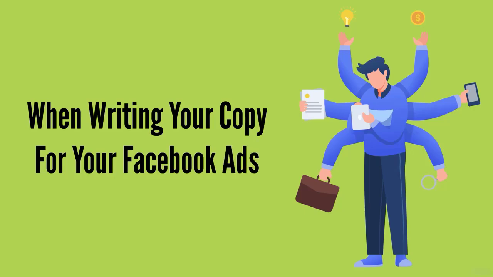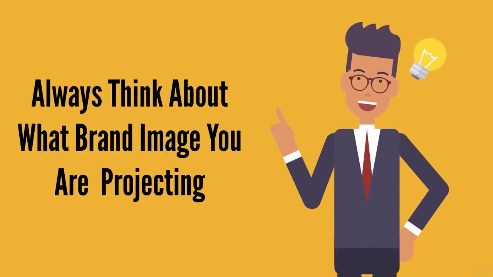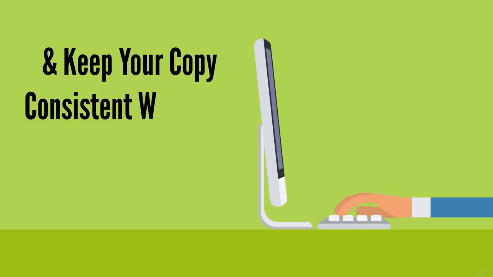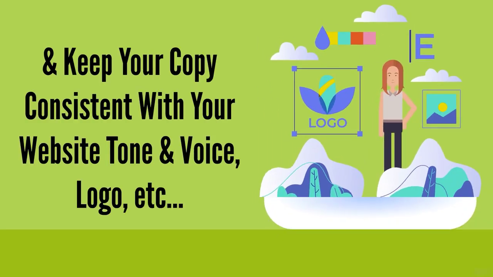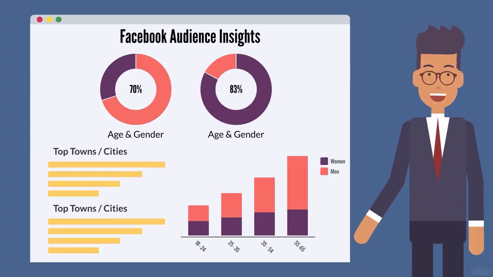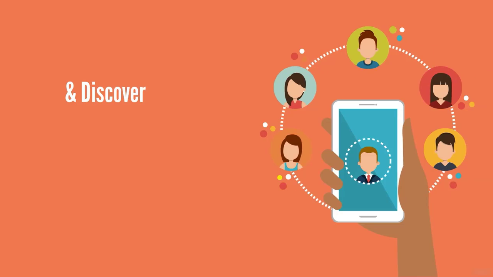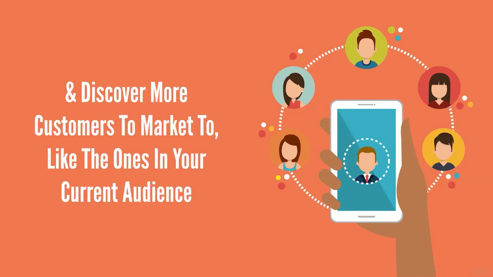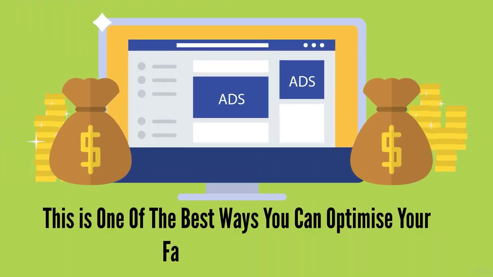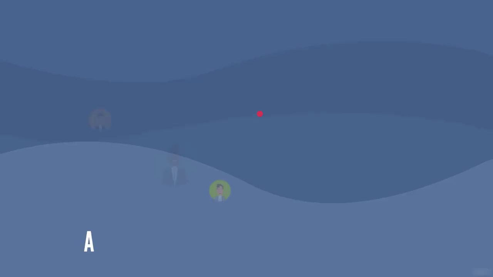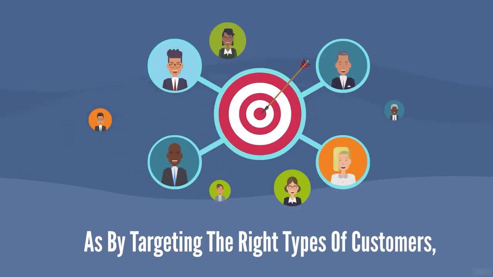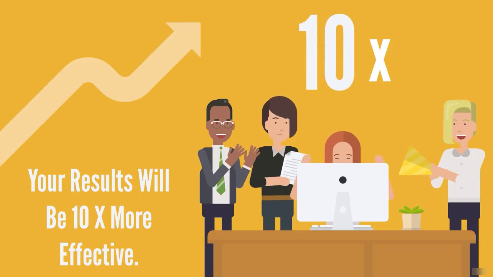products. When writing your copy for your Facebook ads, always think about what brand image you're projecting and keep your copy consistent with your website tone and voice, logo, etc., as well as demographic information about Facebook users. This way, you can create content that connects and discover more customers to market to, like the ones in your current audience. This is one of the best ways you can optimize your Facebook ad spend. Ads by targeting the right types of customers, your results will be 10 times more effective.